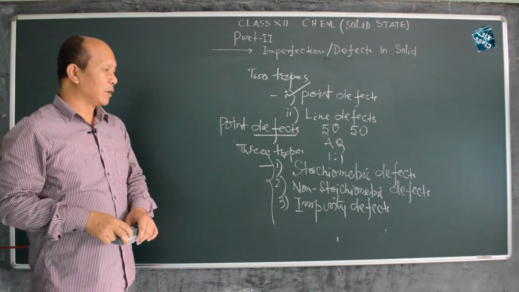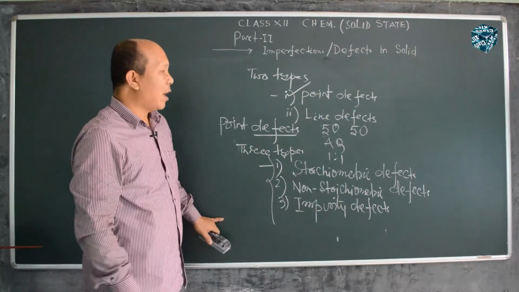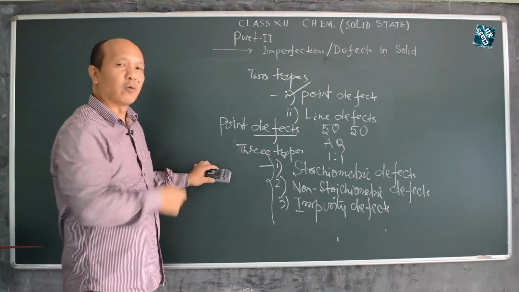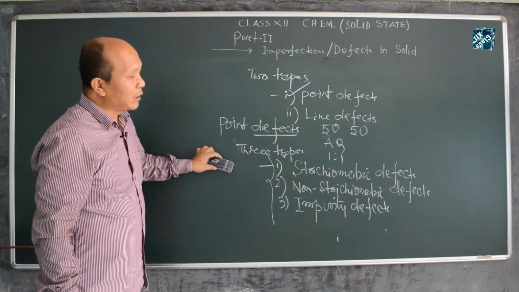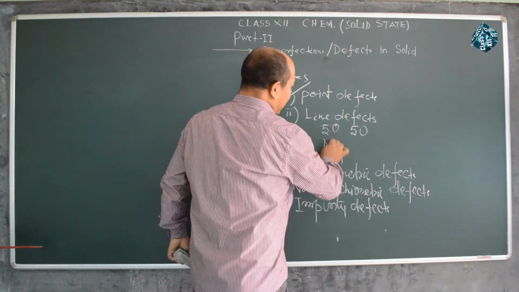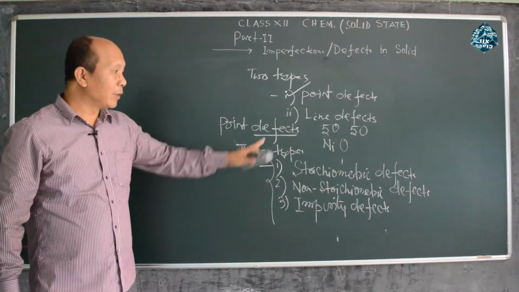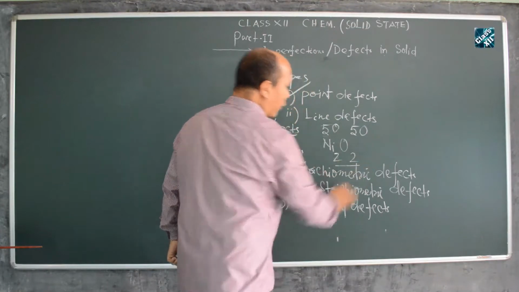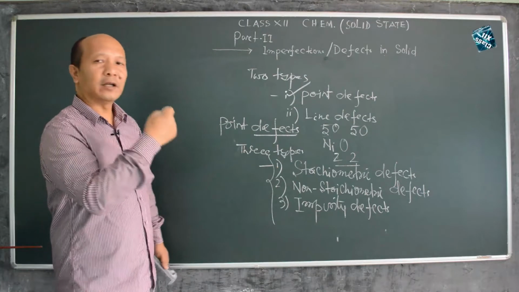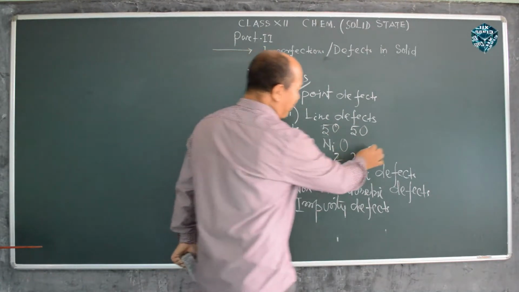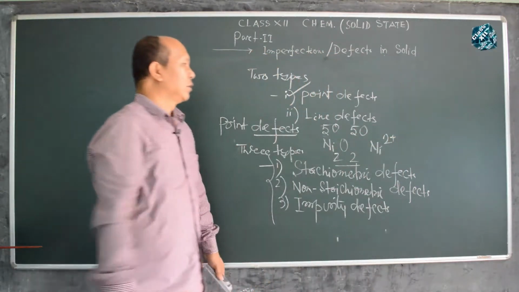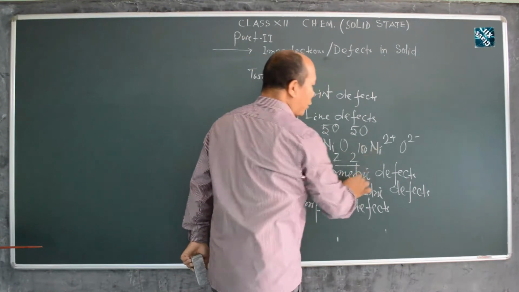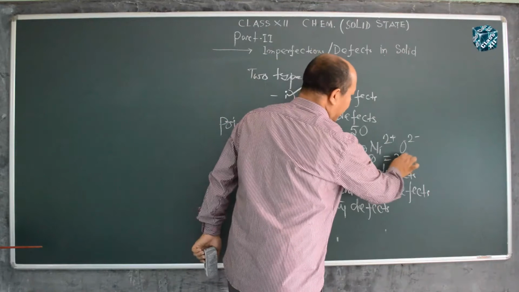Non-stoichiometric defect is where the molecular formula's stoichiometry is not maintained, that means the ratio between cation and anion is not the same. For example, nickel oxide. Nickel is 100 and oxygen is 100, so neutrality is maintained. Each nickel ion is Ni 2+ and oxide ion is 2−, so the total positive charge is 200 and the total negative charge is 200.